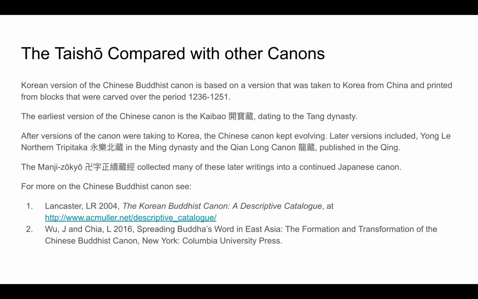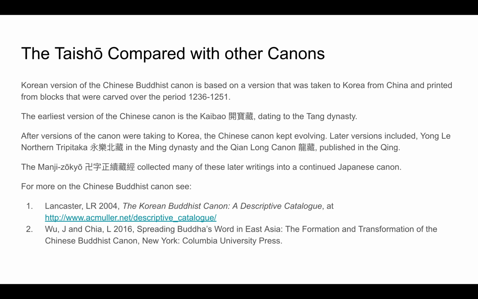After versions of the Chinese Buddhist canon were taken to Korea and then on to Japan, the Chinese canon kept evolving. We'll see the structure later, but it added many texts, commentaries, new theories, history, and sayings of eminent monks. Here are just a couple of examples of important versions.